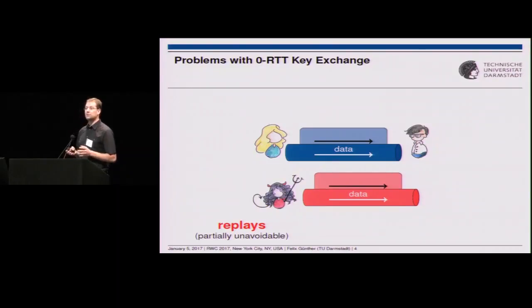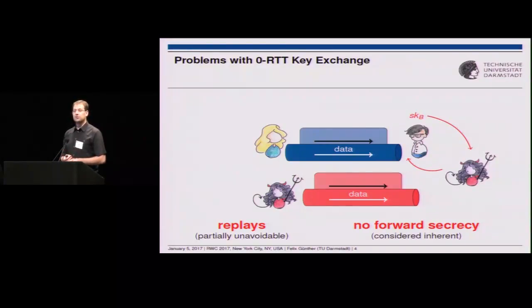The first one is replay attacks. The adversary may simply go and copy the key exchange message and the accompanying data being sent, and replay this to the server. Now, if the server doesn't take extra care, it will just decrypt this data again, and basically what you have is a replayed message, or replayed data in any sense. Now, it turns out in some settings, this is essentially unavoidable, as, for example, has been discussed by Eric Rescorla and Adam Langley at last year's Real World Crypto.